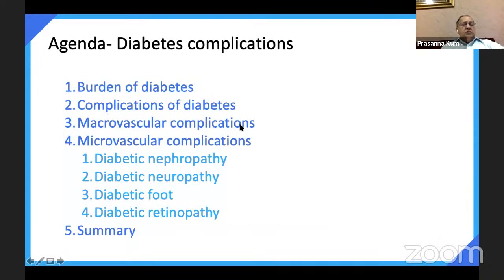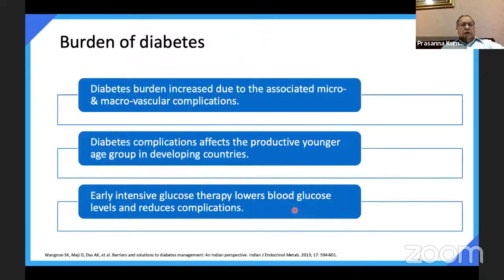Now, in this agenda, we are going to look at the burden of diabetes, burden of complication, and microvascular complication, including the foot. And finally, we are going to summarize what we have learned in this module as such. Now, the diabetes burden, as you know, is increasing, not just because of diabetes, but because of the complications as such.